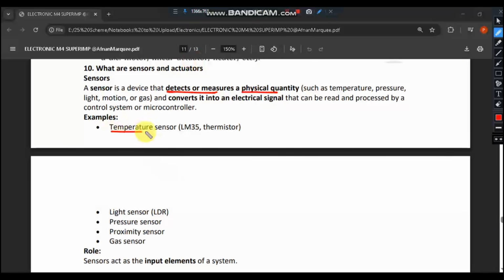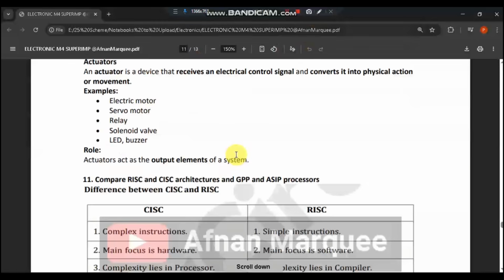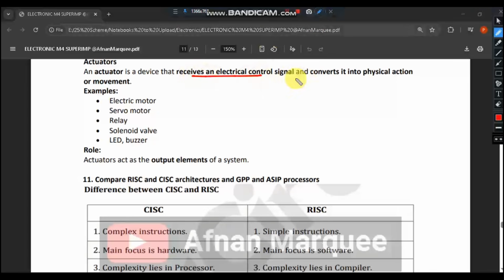Examples of sensors are the temperature sensor, light sensor, pressure sensor, proximity sensor, and gas sensor. Its task is to sense the input elements of a system. Okay, actuators are the ones that receive an electrical control signal and convert it into physical action. For example, electrical motor, servo motor, relay, solenoid valve, LED, and buzzer. These are output elements of the system. It does some tasks. Okay.